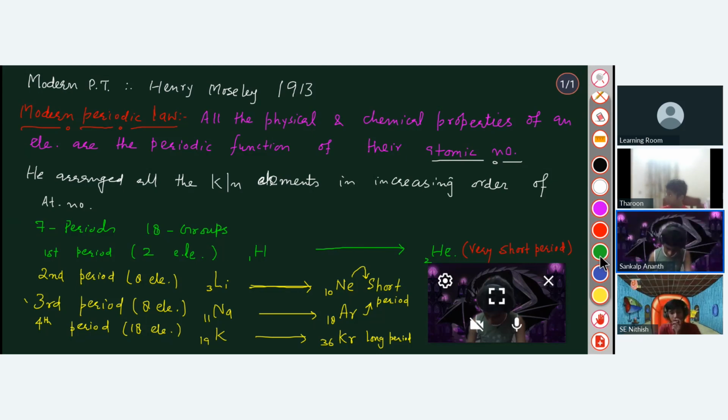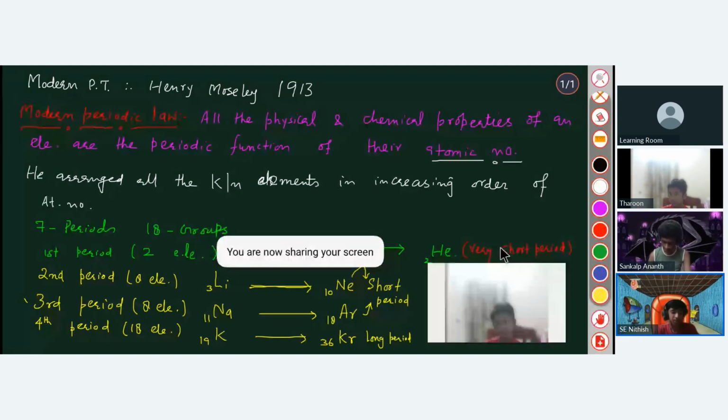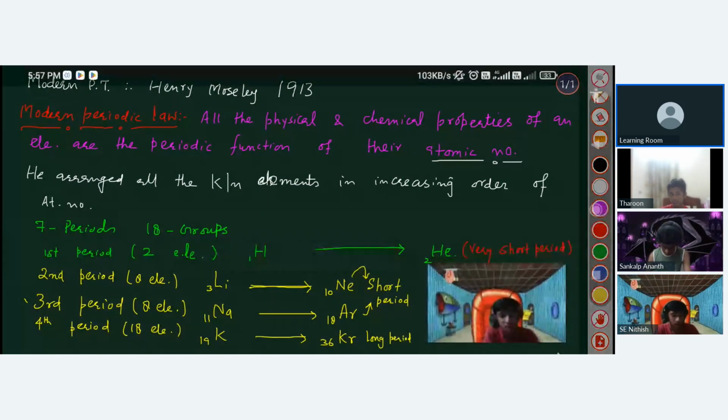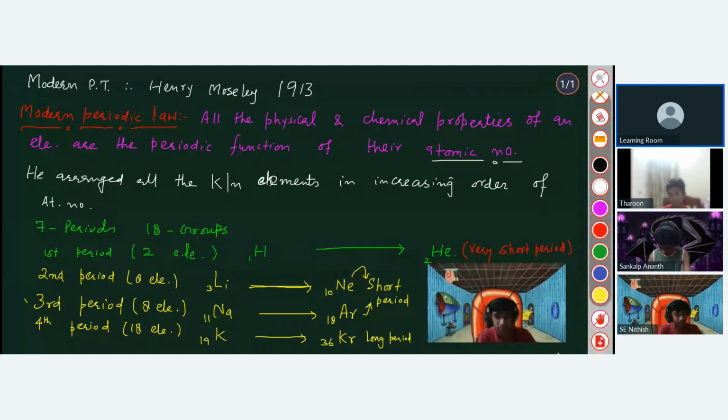What is the fourth period? Fourth period, 18 elements. It is potassium, atomic number 19, up to krypton, atomic number 36. So it is known as long period.